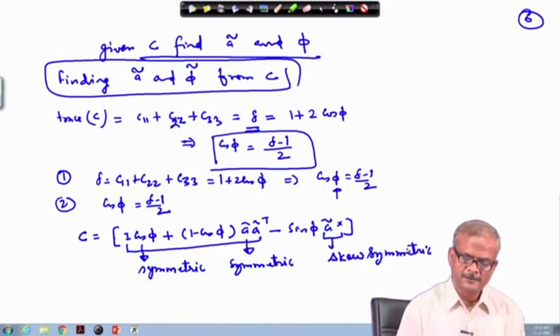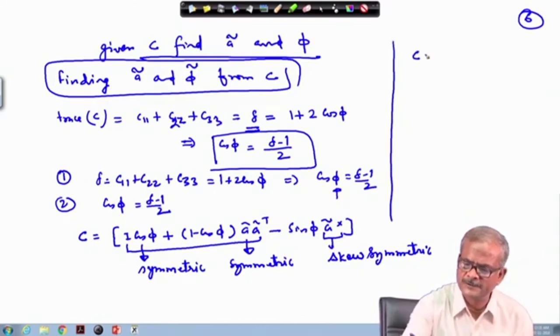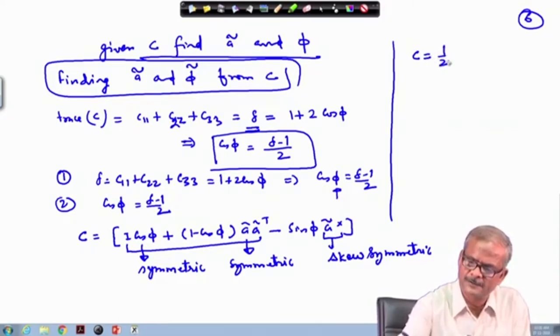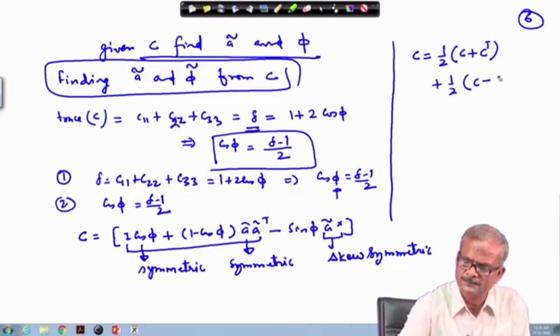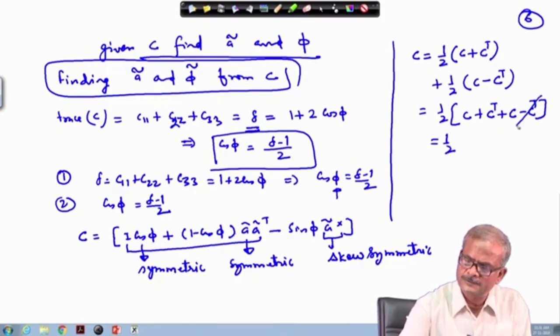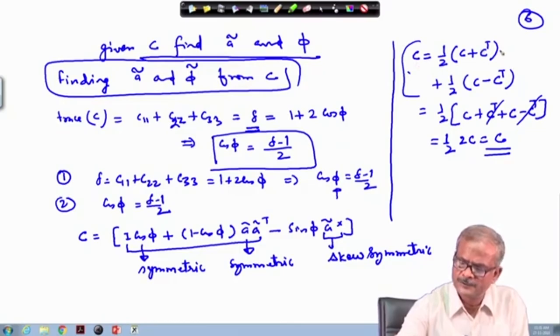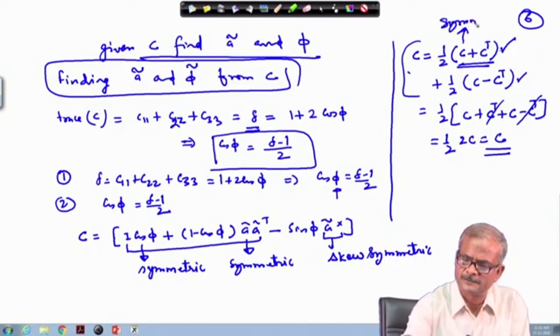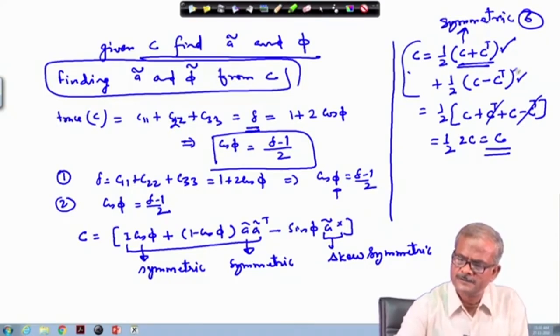This is a skew symmetric matrix, and you must be aware from your elementary matrix algebra that C can be written as 1 by 2 times (C plus C transpose) plus 1 by 2 times (C minus C transpose). If we break it and add it up, we can check whether we have done the right thing: 1 by 2 times 2C equal to C. So, this simply says that any matrix can be broken into two terms, one is a symmetric one and another one is the skew symmetric one. So, this portion is symmetric, while this one is skew symmetric.